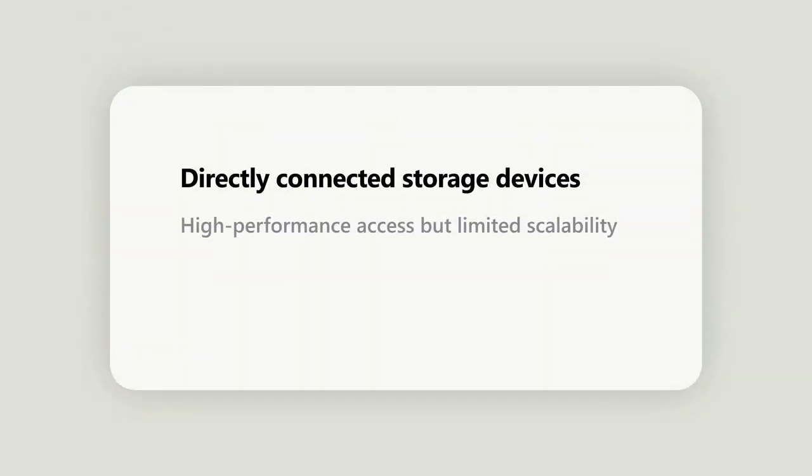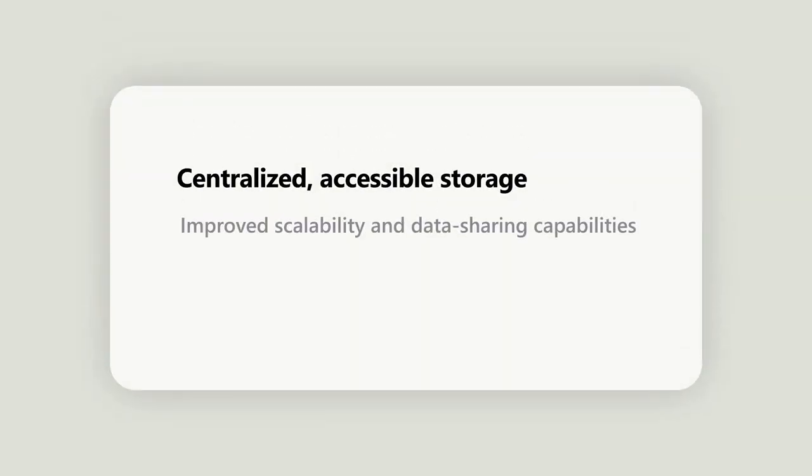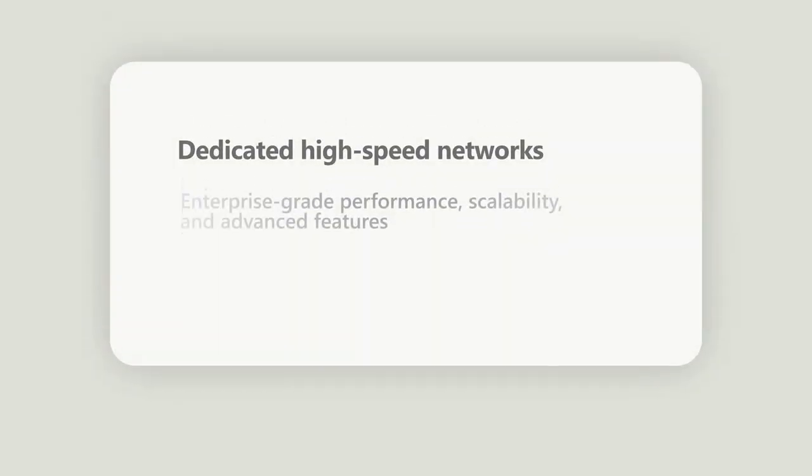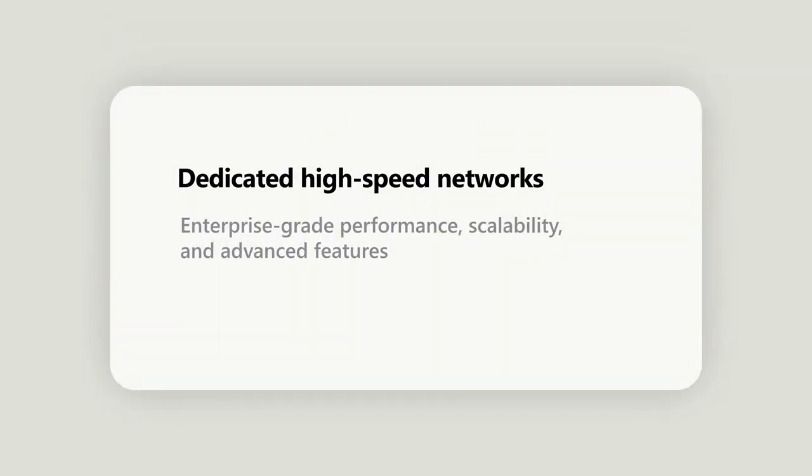First, DAS systems connect storage devices, such as hard disk drives or solid-state drives, to servers. They provide high-performance access but limited scalability. Second, NAS devices provide centralized file storage that is accessible over the network. This offers improved scalability and data sharing capabilities. And third, SANs are dedicated high-speed networks connecting servers to storage arrays. They offer enterprise-grade performance, scalability, and advanced features like snapshots and replication.